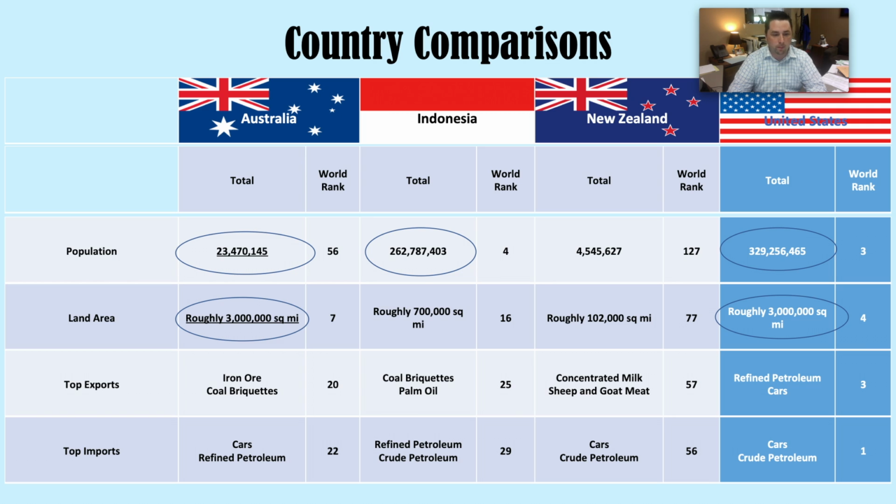On imports, you can see their top imports there. On almost everybody, it's either cars and refined petroleum or refined petroleum and crude petroleum. The United States number 1 in imports, Indonesia number 29, and Australia is number 22.